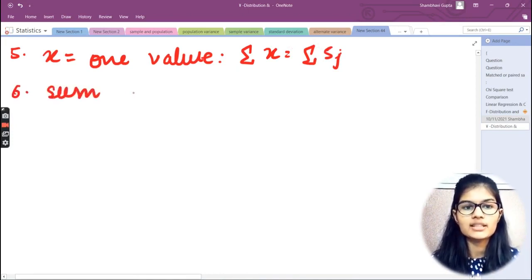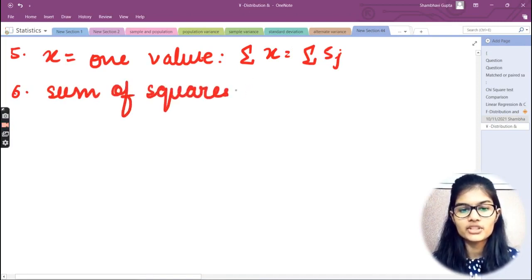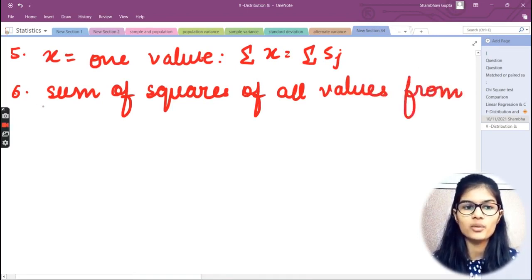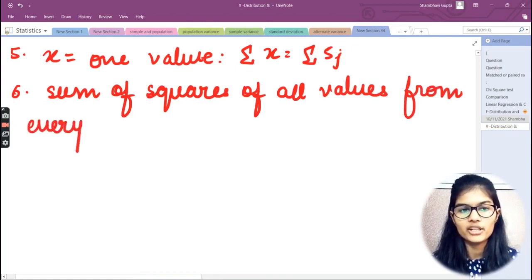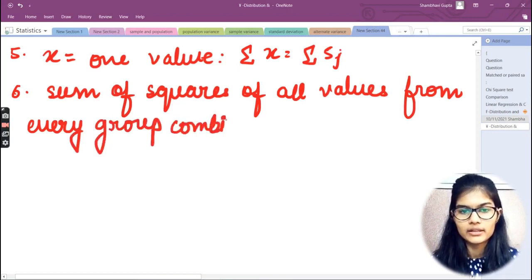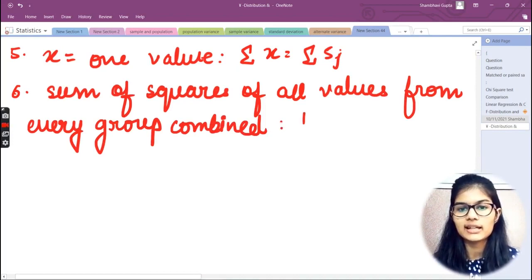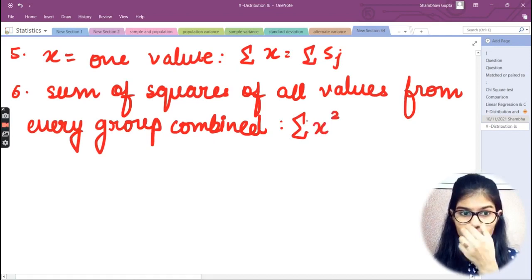Next we have the sum of squares of all values from every group combined. So yes, next we have the sum of squares of all values from every group combined, and what's that? That's sigma of, and here we go with the x square. So that's the sigma of x square, right?